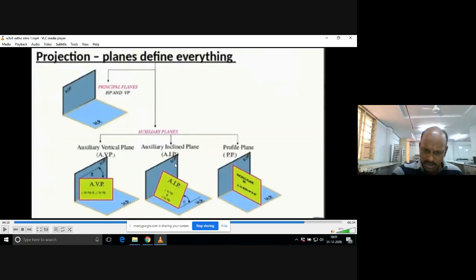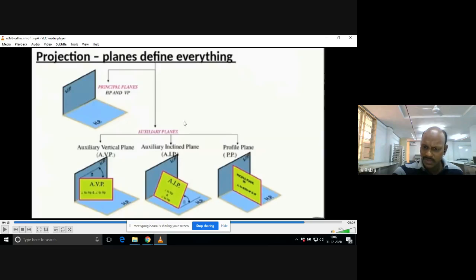So here is one more plane, the auxiliary inclined plane, AIP. How to describe this AIP now? It is inclined to horizontal. Yes, horizontal. It is inclined to the horizontal plane, which means it is actually rotated at an angle theta with HP. That's why it is inclined to HP. However, we are maintaining the total area of the auxiliary inclined plane perpendicular to the VP.